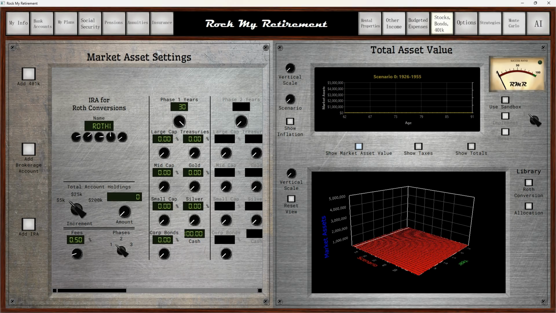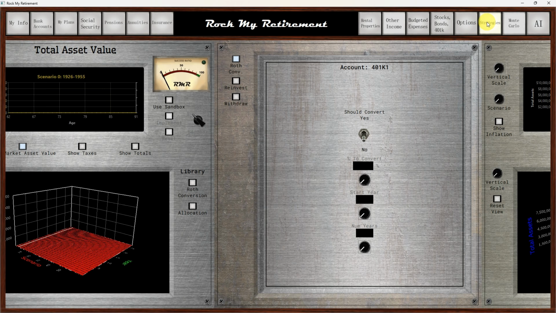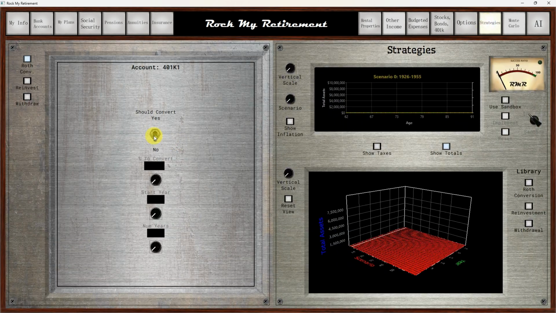Second, in Rock My Retirement, go to the Strategies menu and experiment once you have all your other information input. You won't be able to try every possible combination of options because there's way too many, but you can get a general sense of the kinds of things that help or hurt.